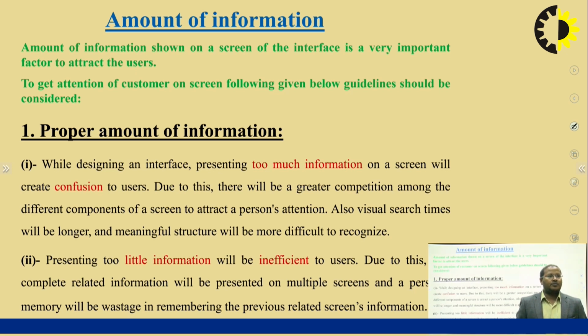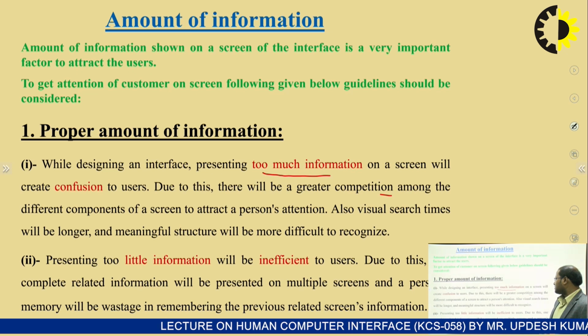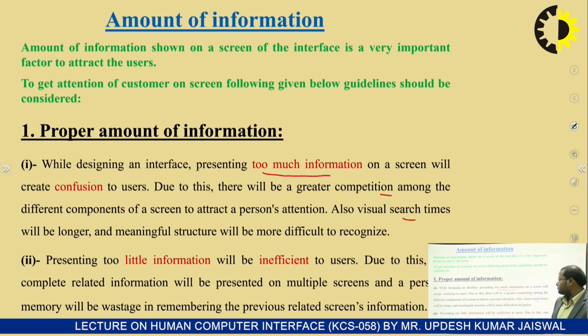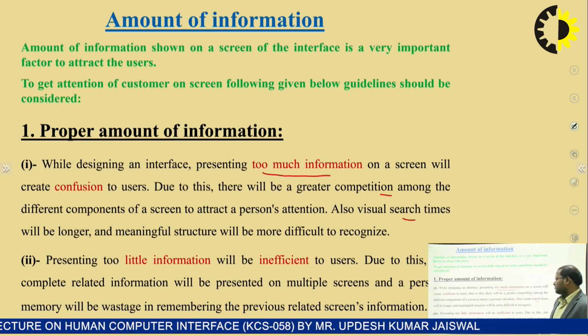Proper amount of information. While designing an interface, presenting too much information on a screen will create confusion for the users. If you are showing too much information on the screen, then the user will be confused. Due to this, there will be greater competition among the different components of a screen to attract a person's attention. Also, visual search times will be longer and meaningful structure will be more difficult to recognize.